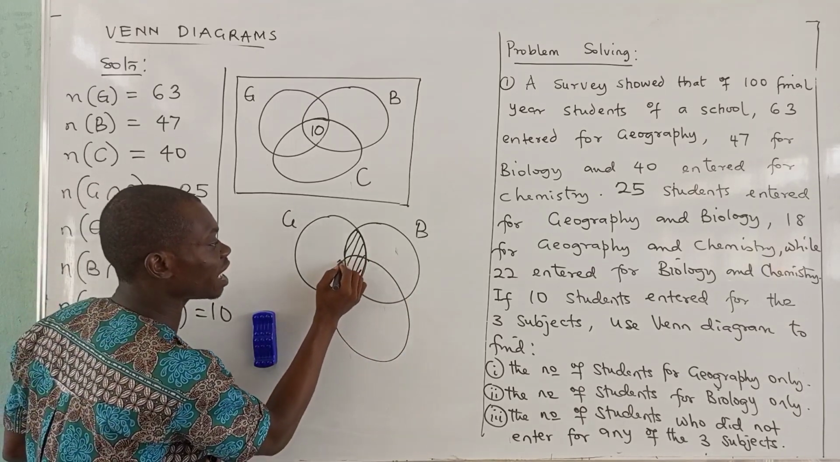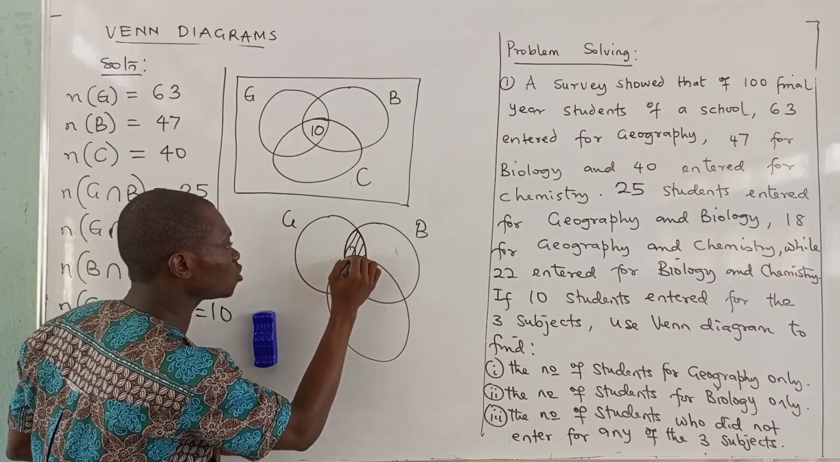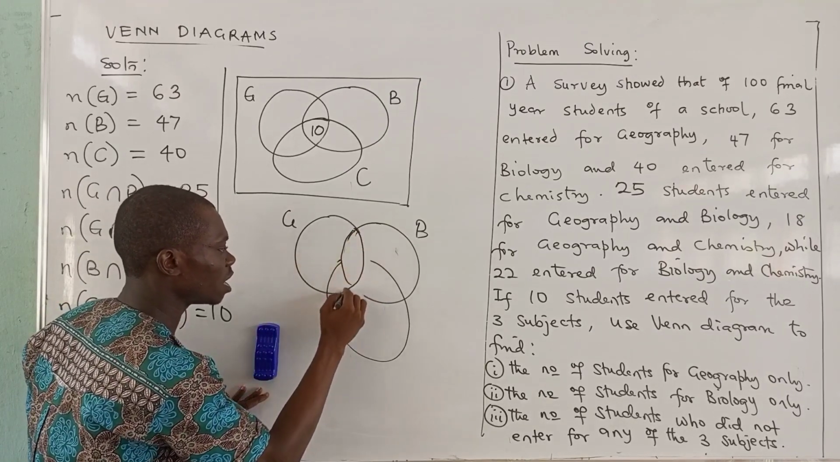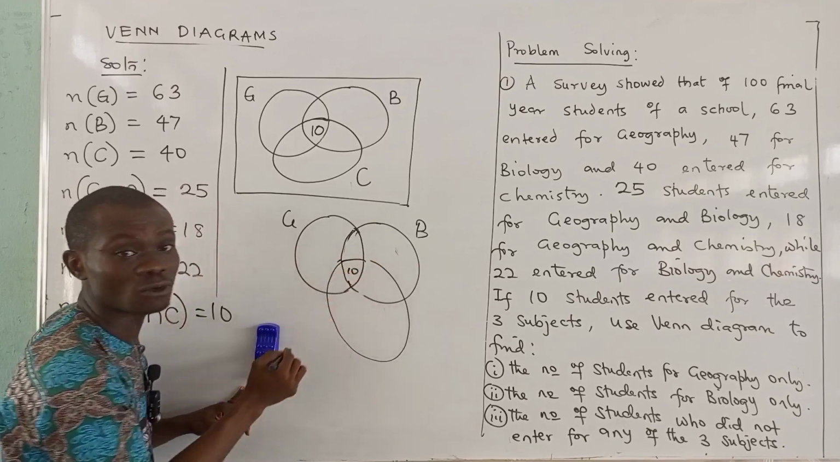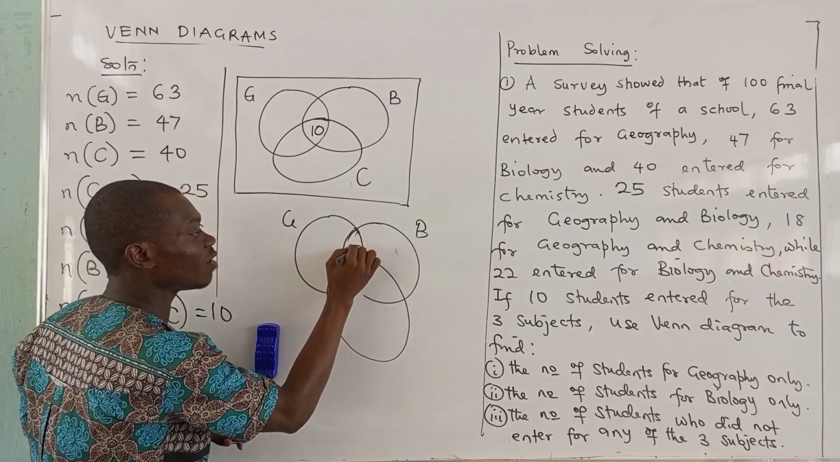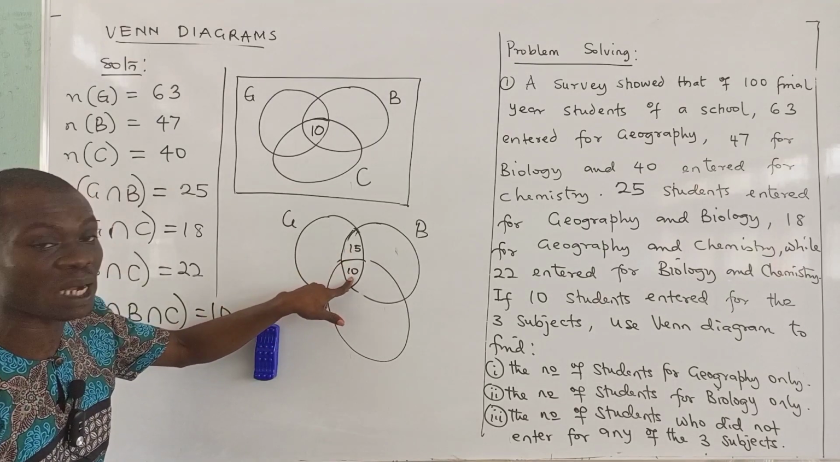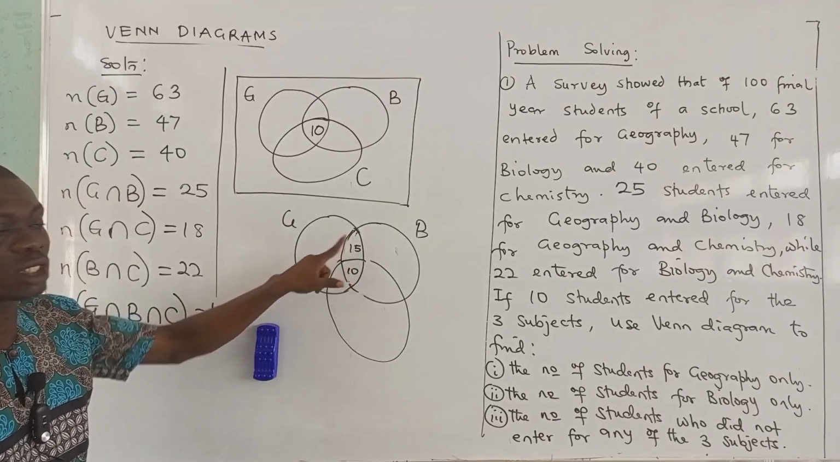So that is to say that out of the 25 that you were supposed to have here, now 10 has been removed. And so the remaining you should have here shouldn't be 25. Rather, you are supposed to have 25 minus what? 10, which is what? 15.